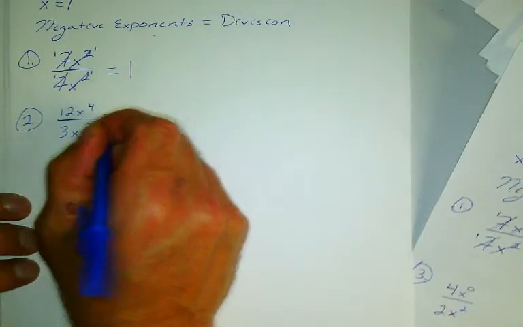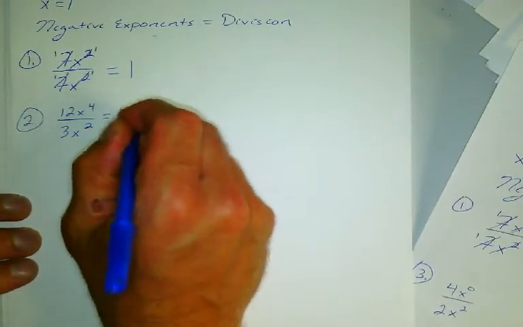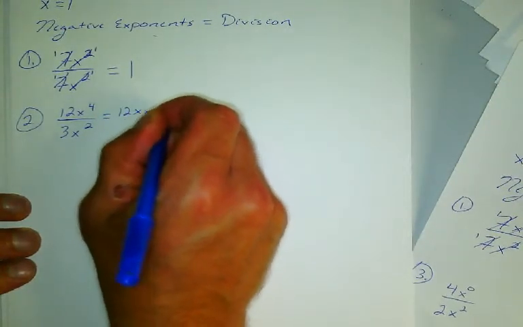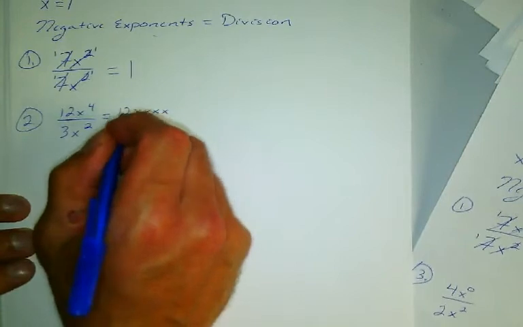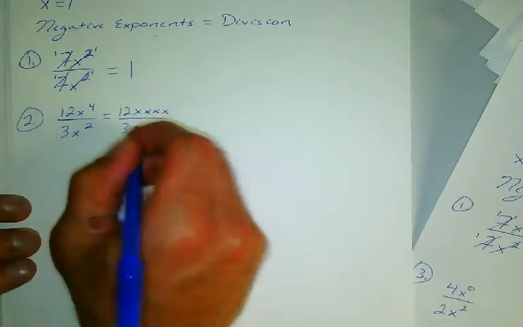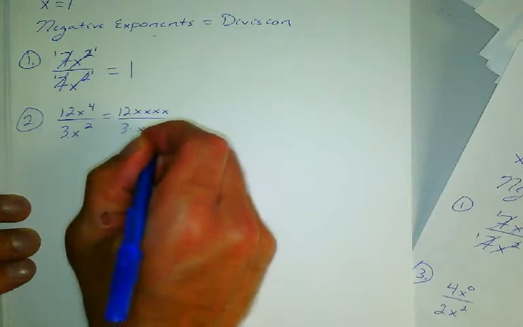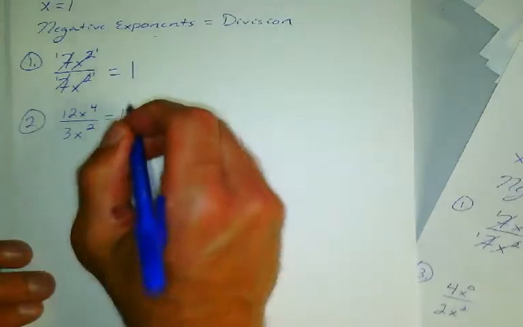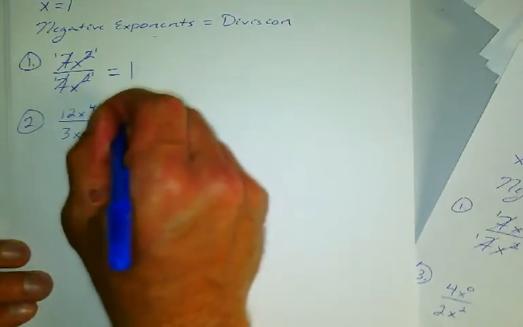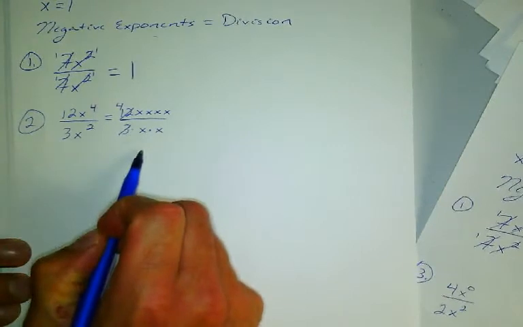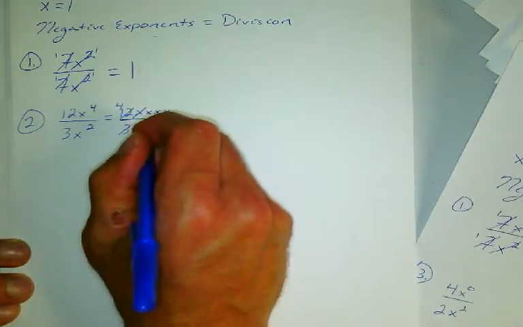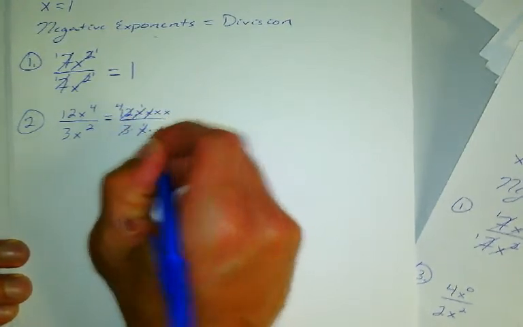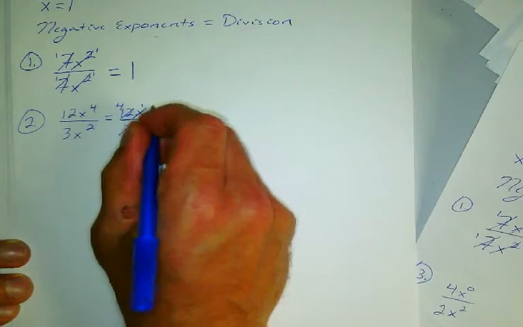So I'm going to rewrite this as 12 times x to the 4th, but I'm going to expand x to the 4th: x times x times x times x. That's what x to the 4th actually means. All over 3 times x to the 2nd, which is just x times x. Now, since I expanded, I can cancel things out. 12 divided by 3, that's just 4. Now I can cancel out x's. I cancel this x out with this x, gives me a 1 and a 1. I cancel the second x out with the last x on the bottom. Gives me a 1 and a 1.